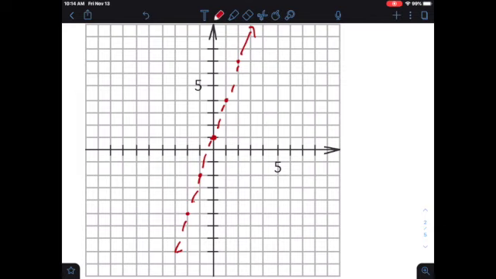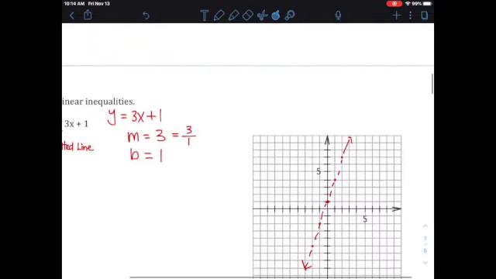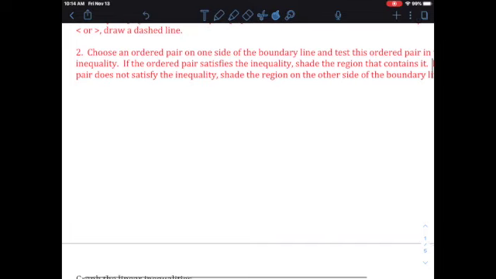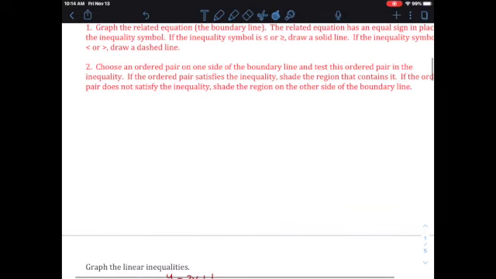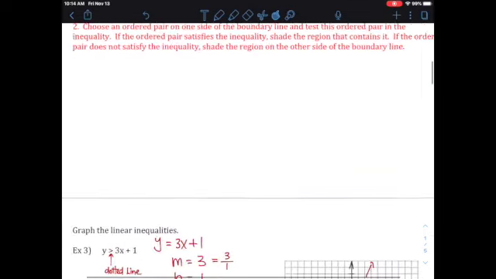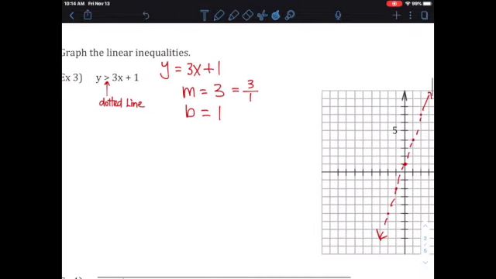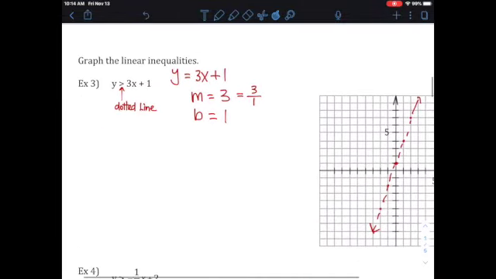And don't forget to put your arrows on because it goes on forever. And your procedure, second thing, says now pick a point. Choose an ordered pair on one side of the boundary line. Okay, so in this case, your trick to make your problem easier is to pick 0, 0. Very important to pick 0, 0 if your line does not go through 0, 0.